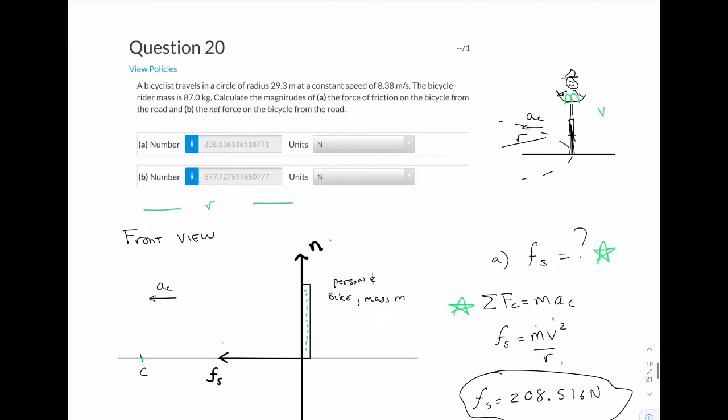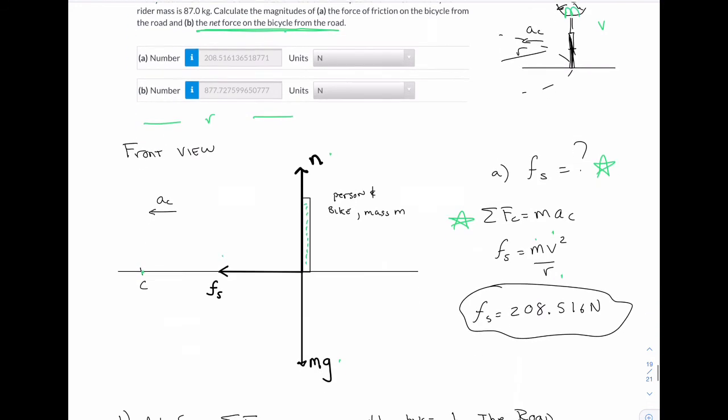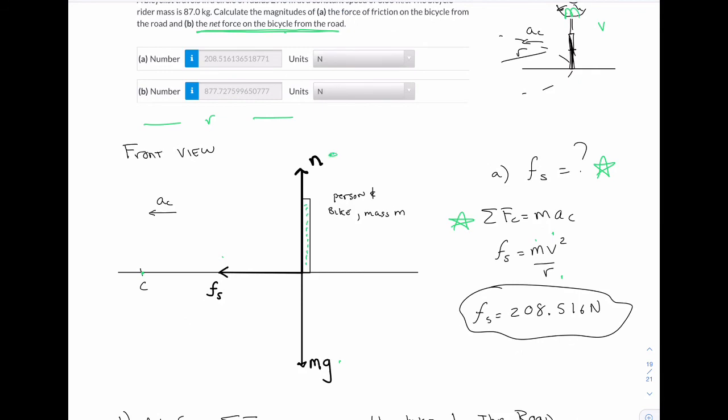Now for part B, they're not asking for the net force, because net force is ma. They're asking for the net force on the bike from the road. So you have to remember there's three forces. This force is exerted by the road, this force is exerted by the road, and this force is exerted by the earth. The net force on the bike due to all forces would be the sum of all three. They just want the force exerted on the bike from the road.